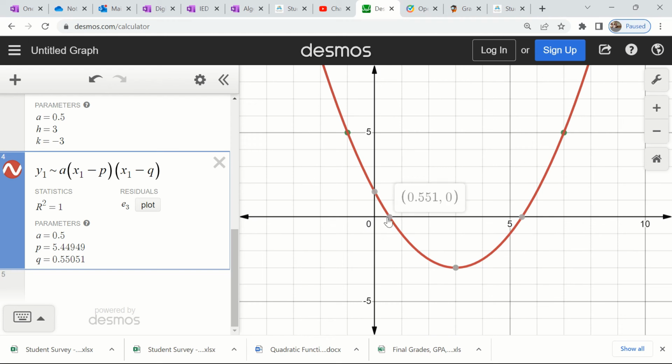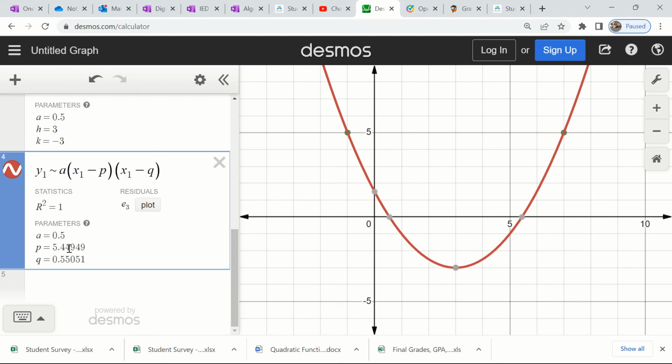So this was the q value, 0.55. Over on the left, it says 55051. This is rounding it to 0.551. And then over here, 5.449. And we see over here, it's 5.44949. And this actually happens a lot where you can have nice numbers for the vertex, but you'll end up with terrible numbers for your x-intercepts, and vice versa. Sometimes you can get ones that have nice y-intercepts and x-intercepts and a nice vertex too.